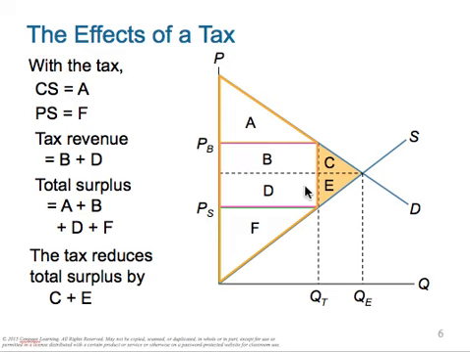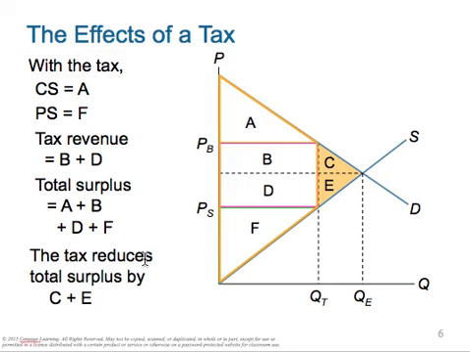Again, if you remember from the previous slide, this is the same thing as that red rectangle, two areas of the red rectangle. And total surplus is A plus B plus D plus F. The tax reduces total surplus by areas C and E because we're no longer selling the original equilibrium quantity, but the quantity with the tax.